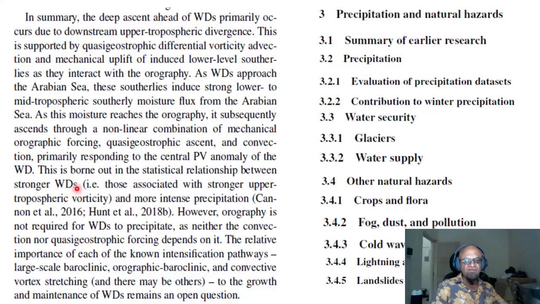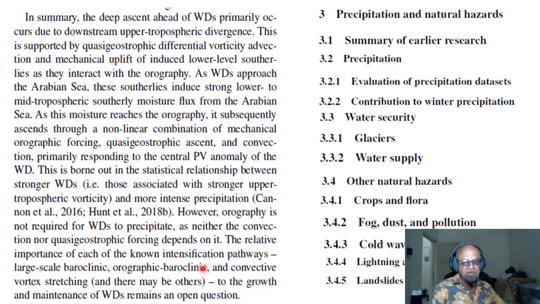This is borne out in statistical relationship between stronger WDs, i.e. those associated with stronger upper tropospheric vorticity, and more intense precipitation. However, orography is not required for WDs to precipitate, as neither the convection nor quasi-geostrophic forcing depends on it. So there are some dynamic ascents happening as well as forced ascents. Orography is forced ascent. If it happens without orography, then it's just dynamically induced.